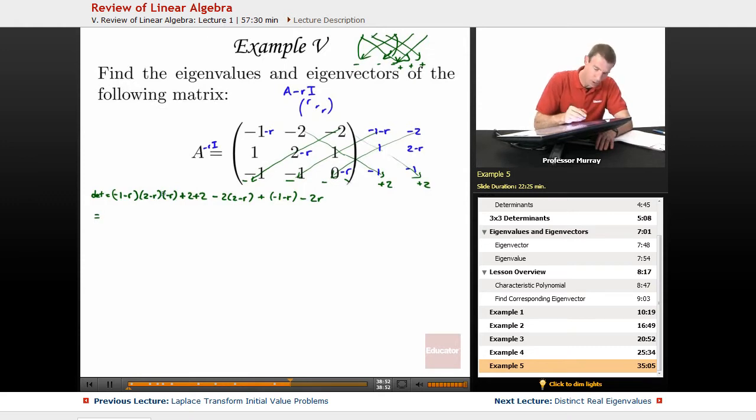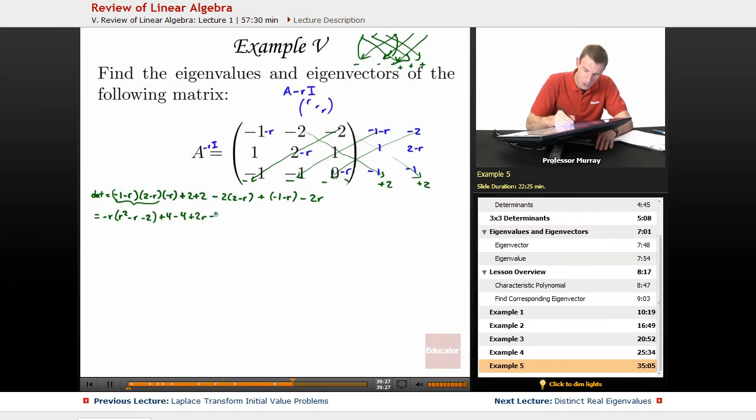This -R, I'm just going to write it as -R here. And now I'm going to multiply these 2 terms together. So I see I've got -R is R squared. -2R plus R is minus R. And then -1 times 2 is -2. And now let me collect some terms here. I see I've got a +4. That's +2 plus 2. -2 times 2, so -4. Plus 2R.